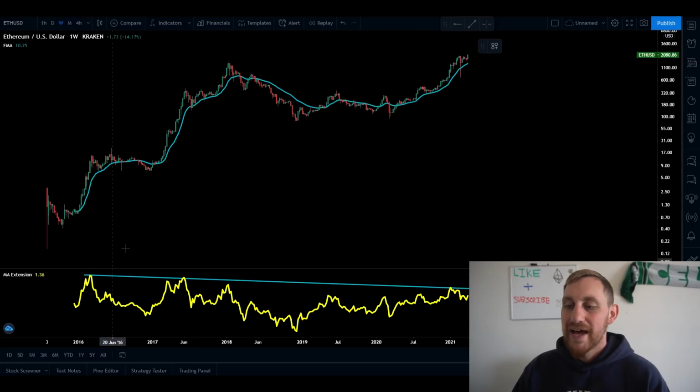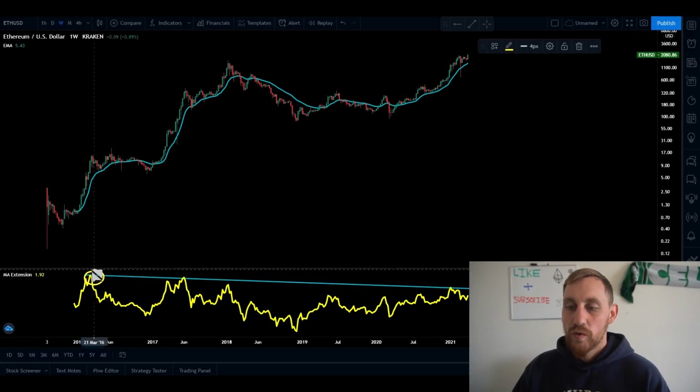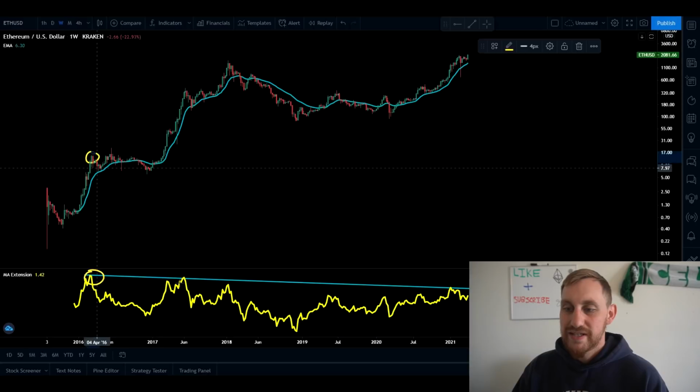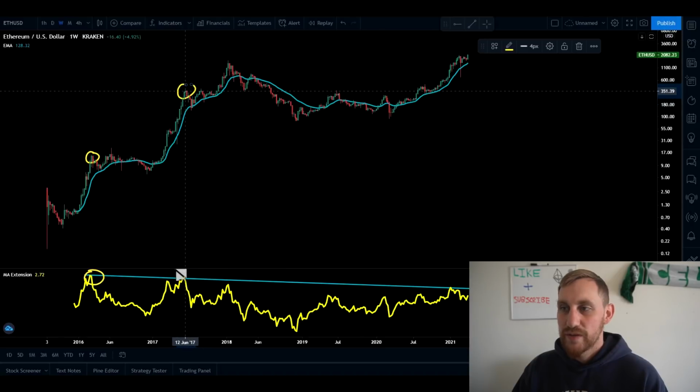And you can see, though we don't have as many data points as Bitcoin has had in the past, we do have a general trend line now, where we actually came up to test this MA extension tool once right here from back in 2016. So this shows that we got pretty far extended from our 20-week moving average back in 2016. Then we fast forward to our next top, which was back in June 2017. We got really extended from our 20-week moving average.